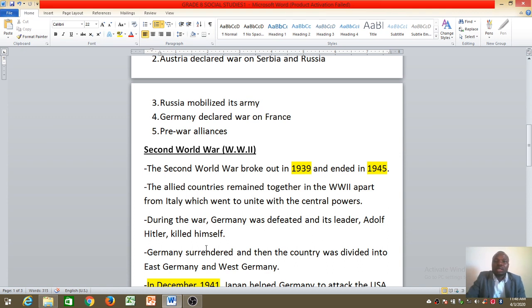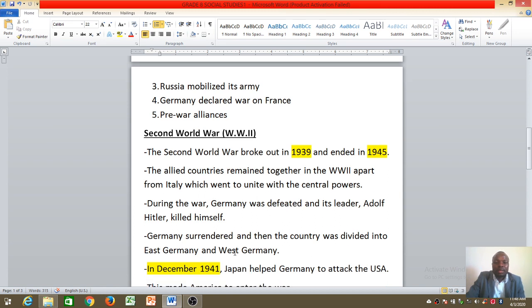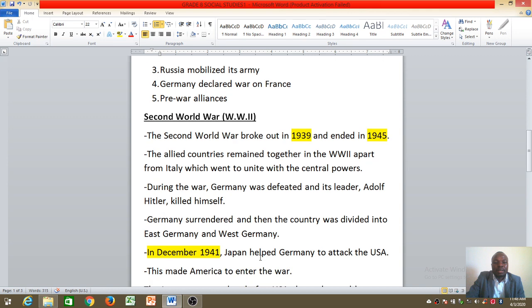Germany, because he was the leader of Germany, when your leader kills himself, what happens? Germany now decided to surrender, and then the country divided itself into East Germany and West Germany. They surrendered. To surrender means, okay, you have defeated me, I surrender. Then that's what Germany actually did.